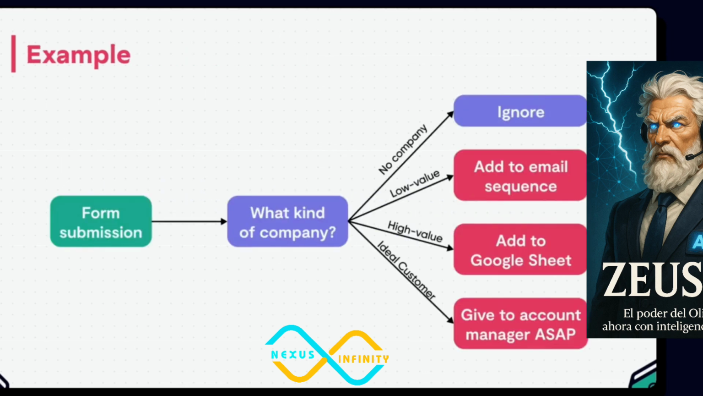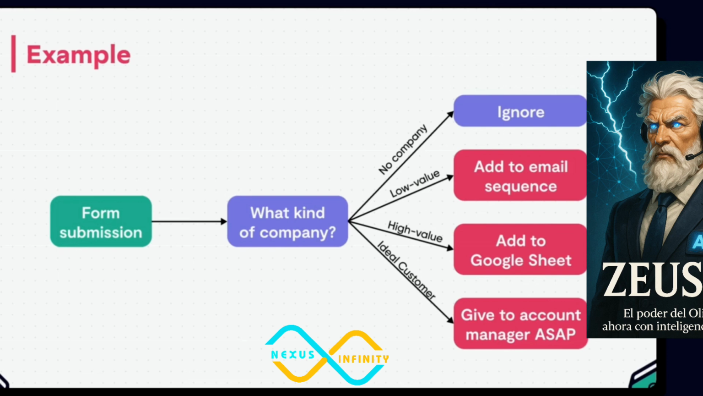Here we can see an example of a workflow. So we have a form submission. When the form is submitted, we check what kind of company is submitting the form. If we cannot find a company, we ignore. If it's a low-value company, we can add the person submitting the form to an email sequence. If it's a high-value company, we can add the information to a Google Sheet. And if it's an ideal customer, then we can give this information to an account manager ASAP.